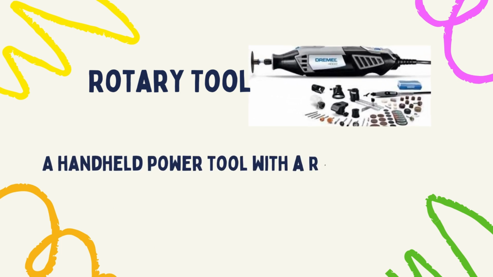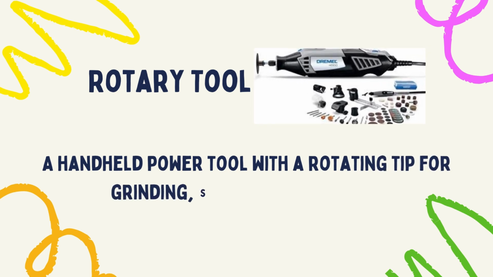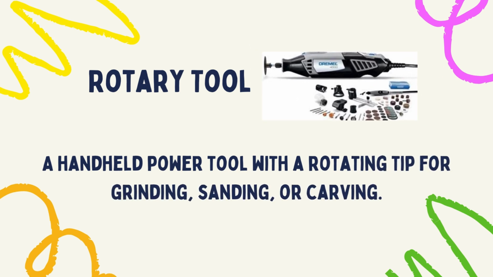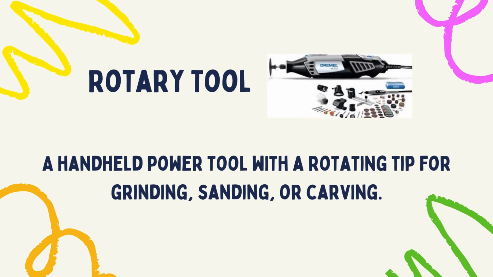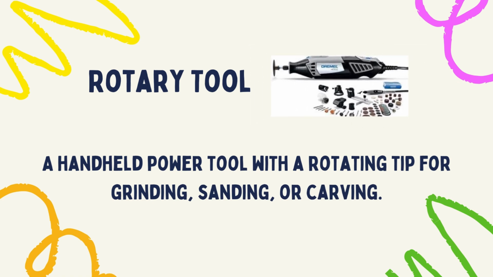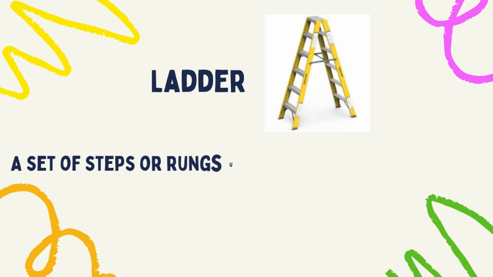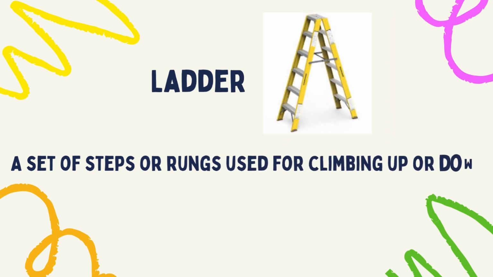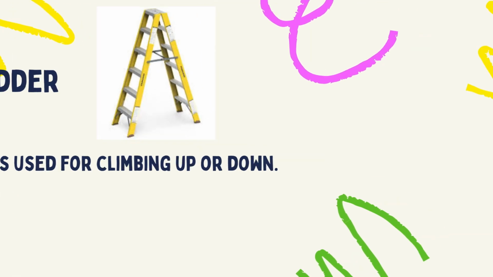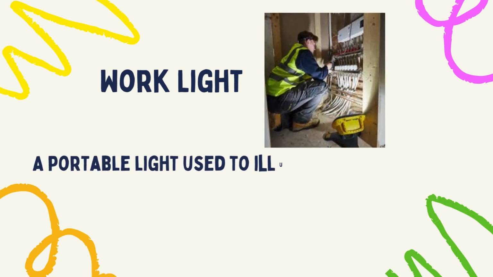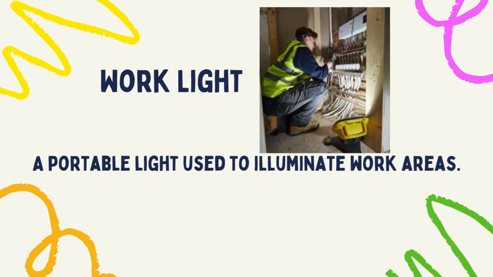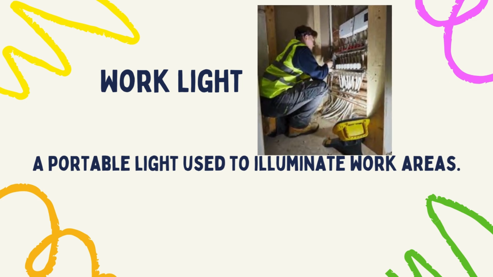Rotary tool. A handheld power tool with a rotating tip for grinding, sanding, or carving. Ladder. A set of steps or rungs used for climbing up or down. Work light. A portable light used to illuminate work areas.